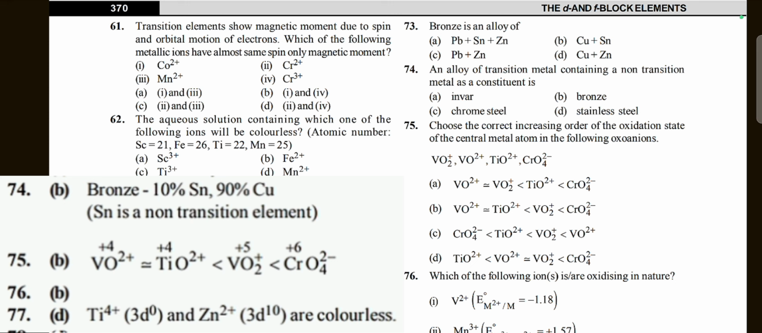75. Choose the correct increasing order of oxidation state of the central metal atom in the following oxo anions. So here, VO2+ is equal to TiO2+, smaller than VO3-, smaller than CrO42-. Option B will be the answer. In VO2+ it will have +4, and in TiO2+ it will also have +4. In VO3-, +5 oxidation state is there, and CrO42- will have +6 oxidation state. So option B will be the answer.